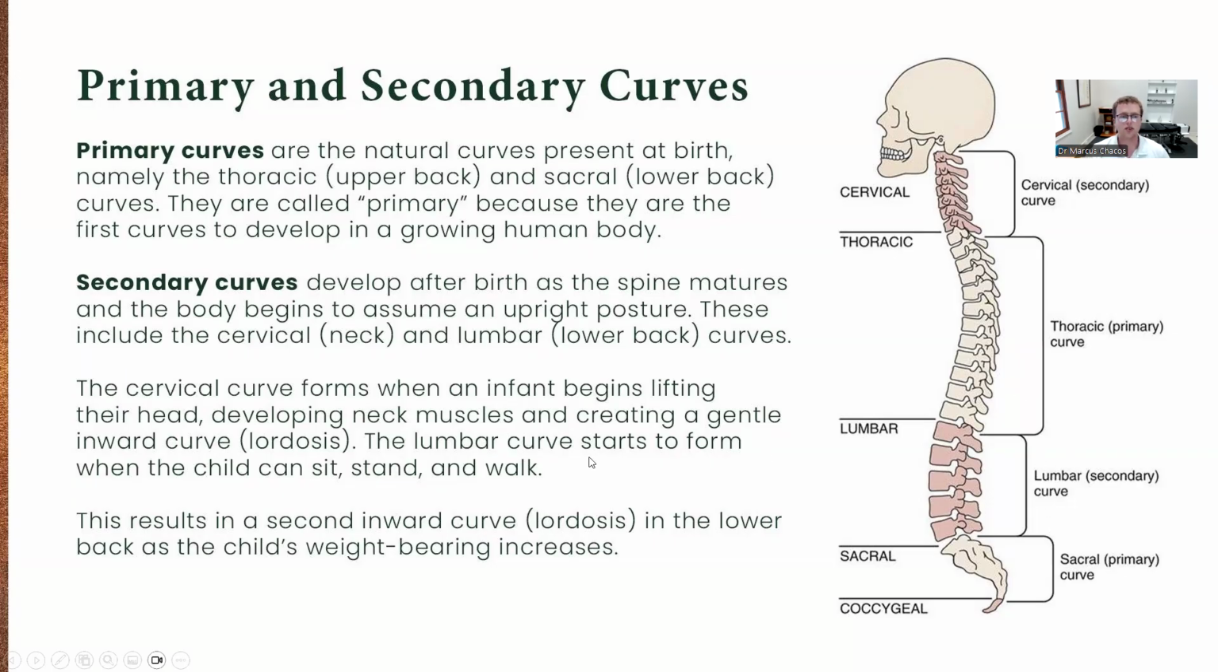These curves include, again, the cervical and lumbar curves. The cervical curve forms when an infant begins lifting their head up, developing the neck muscles and creating a gentle inwards curve, known as a lordosis. The lumbar curve starts to form when the child can sit, stand, and walk. This results in a second inwards curve, or lordosis, in the lower back as the child's weight bearing increases. As the child starts to stand and develop, that lumbar curve develops. As the baby lifts their head up and starts looking around at the world, it develops that neck curve. We can see that from the side there.